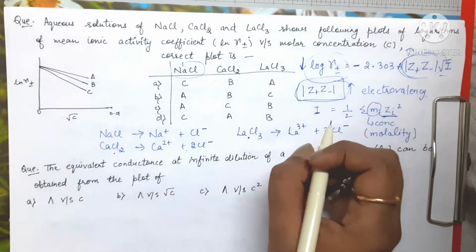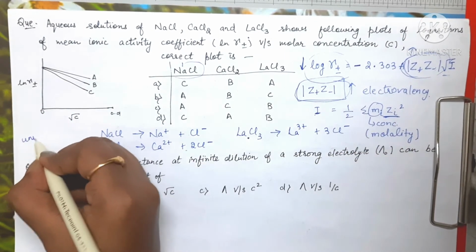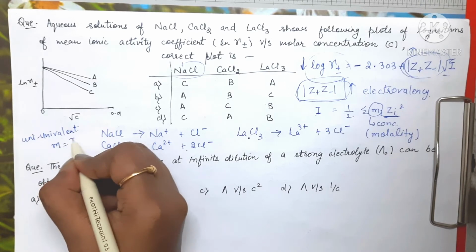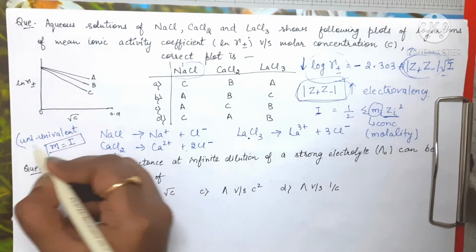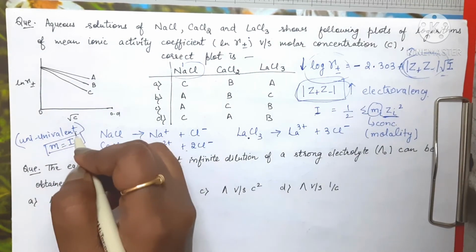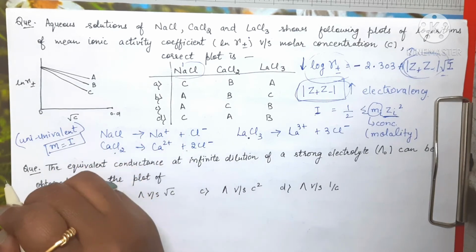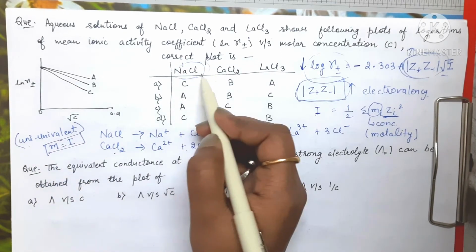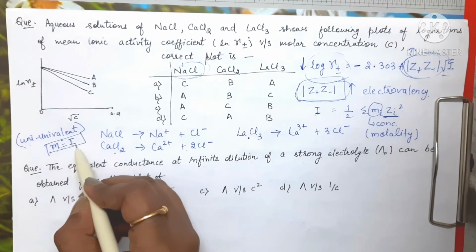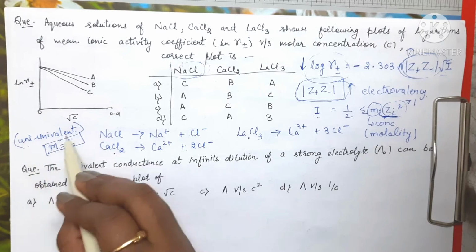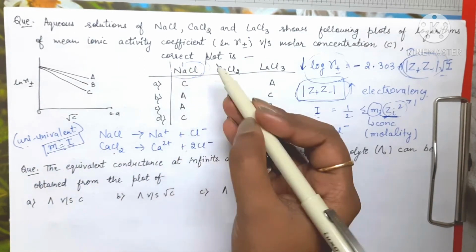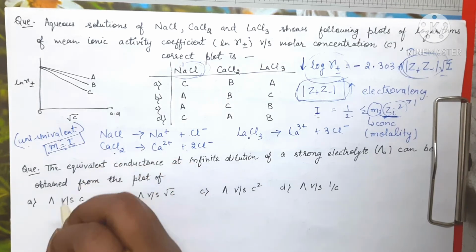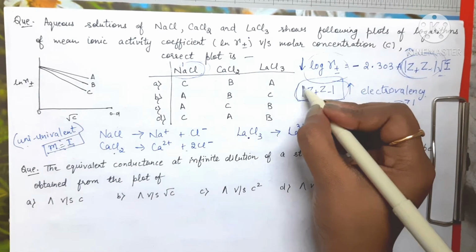Now for a univalent electrolyte, you know that the value of molality will be equal to I. You have studied univalent and bivalent types of electrolytes in a very elaborate way in electrochemistry, so you will know that if we have a univalent salt, for example NaCl, then the value of molality will be equal to I. So for univalent salts, we have m equals I.